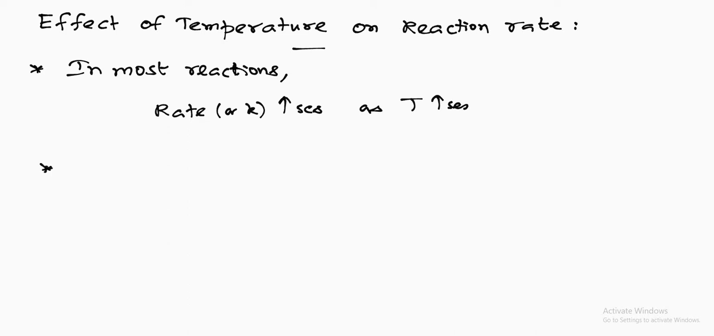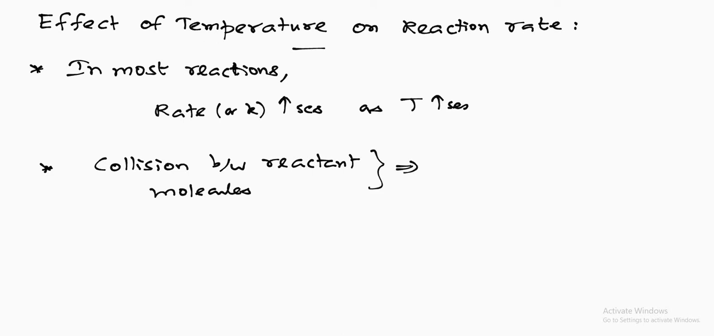Then it was also understood by scientists that collision between reactant molecules is responsible for chemical reaction. So for a chemical reaction to take place, collision must occur. Reactant molecules should undergo collision, and therefore the chemical reaction will occur.